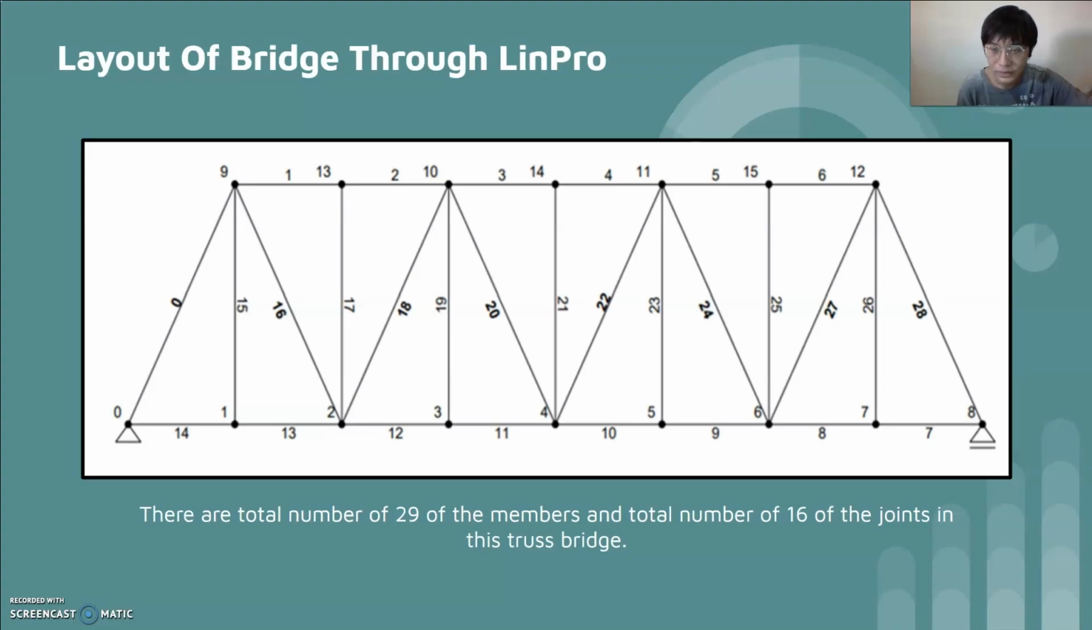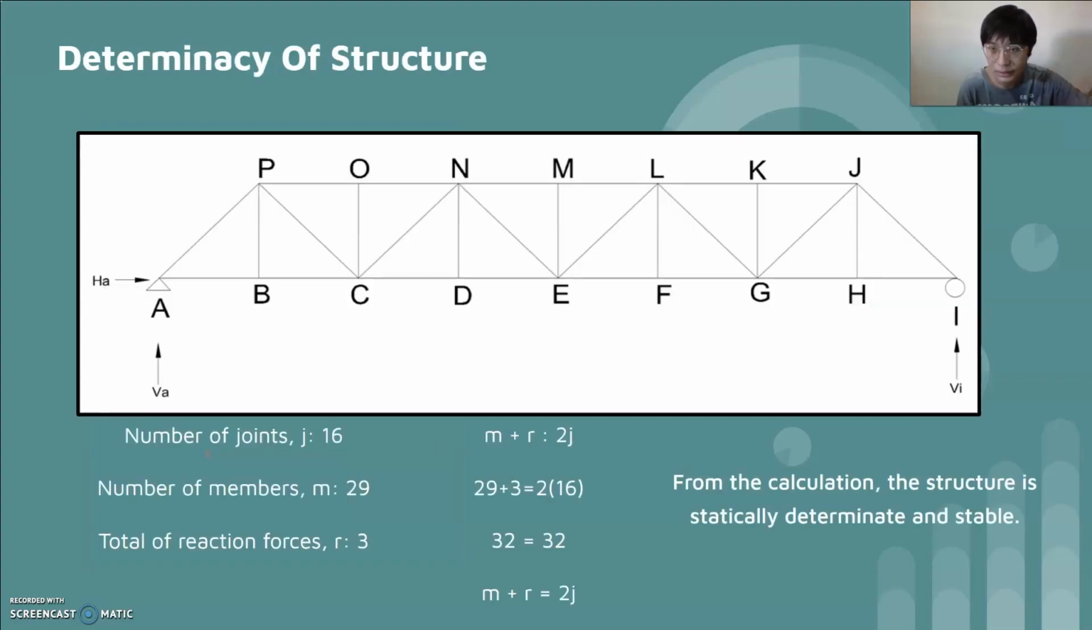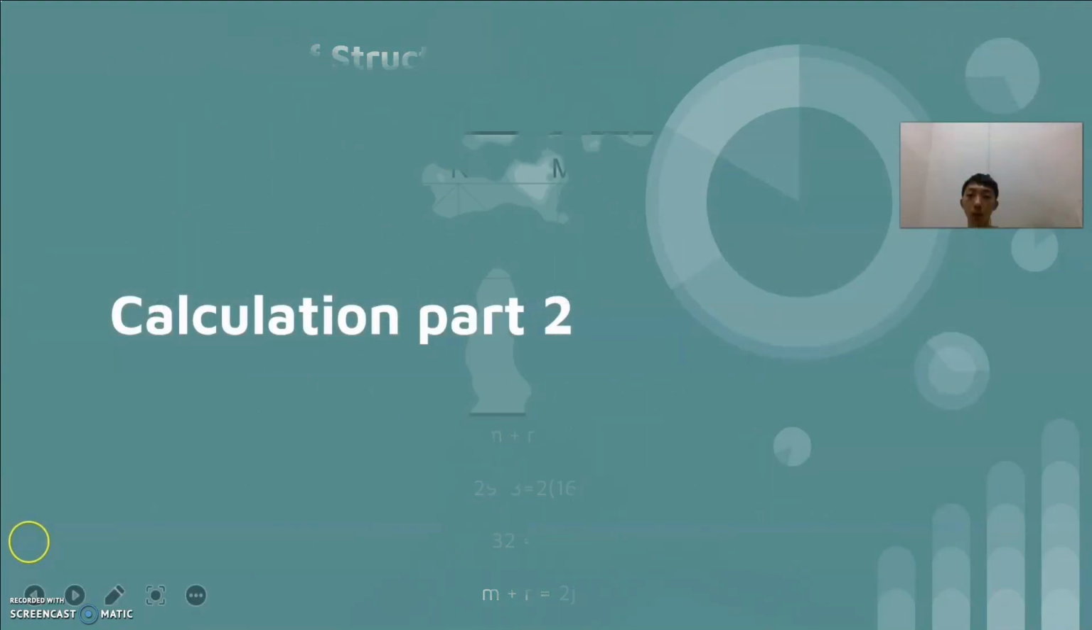There are a total of 29 members and a total of 16 joints. The serial size of the I-beam that we use is 610 mm times 178 mm times 92 mm, and the area of the section is 117 cm squared. Then we substitute 16, 29 and 3 into the formula m + r = 2j, and we get 32 equal to 32. From the calculation, the structure is statically determinate.